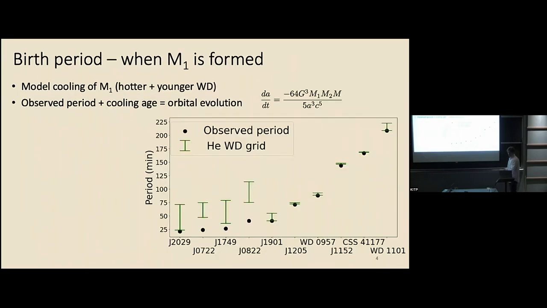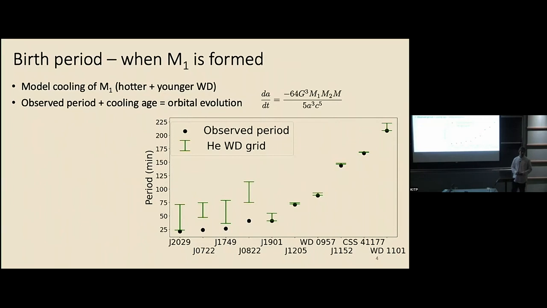So what do I mean by reverse modeling? The first step in our analysis is to find the birth period of these systems, which is what we call the orbital period when the white dwarf primary is formed. That is very relevant because the white dwarf primary, M1, as the hotter and more luminous white dwarf, is very likely to have formed more recently. It's the younger white dwarf. Our first step in the analysis is simply to estimate the age of M1. So its cooling age, its age since it formed, to as it is observed.